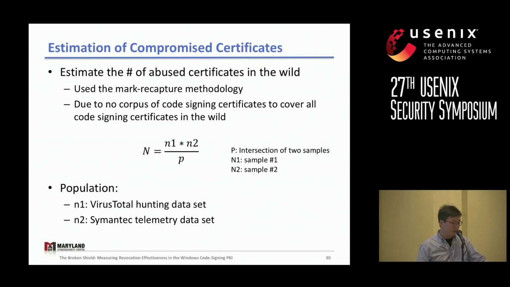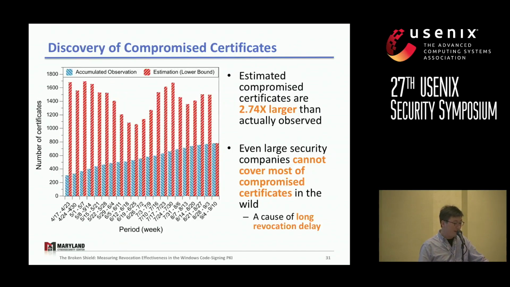The first one is the VirusTotal hunting data set, and the second is the Symantec telemetry data set. VirusTotal, as you know, is the largest web service to which a lot of malware is submitted. And Symantec, as you know, is one of the largest companies trying to collect a lot of malware samples. So here is the result. The X axis is the period by weeks, and the Y axis is the number of compromised certificates. And the blue bar indicates the compromised certificates we actually observed in the union of the Symantec data set and the VirusTotal data set.